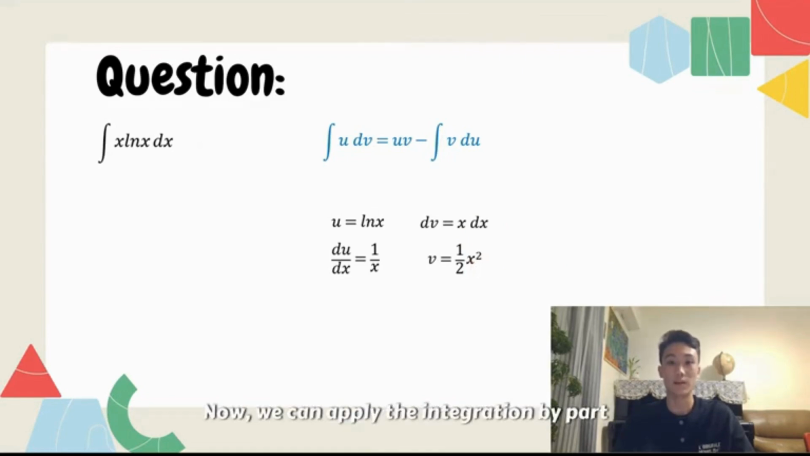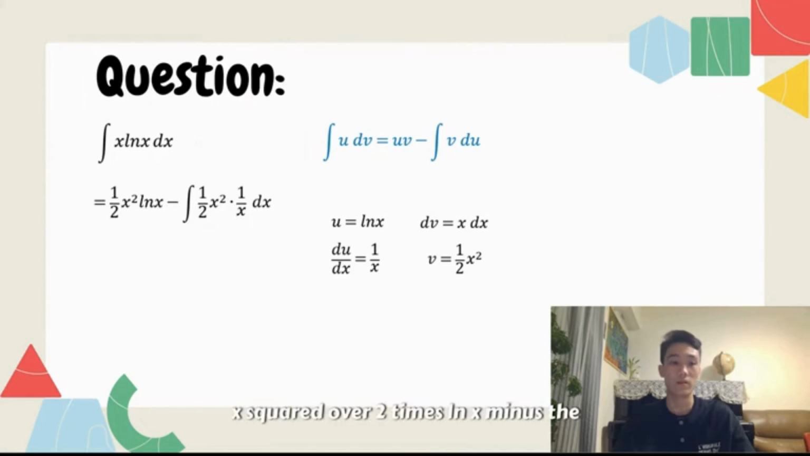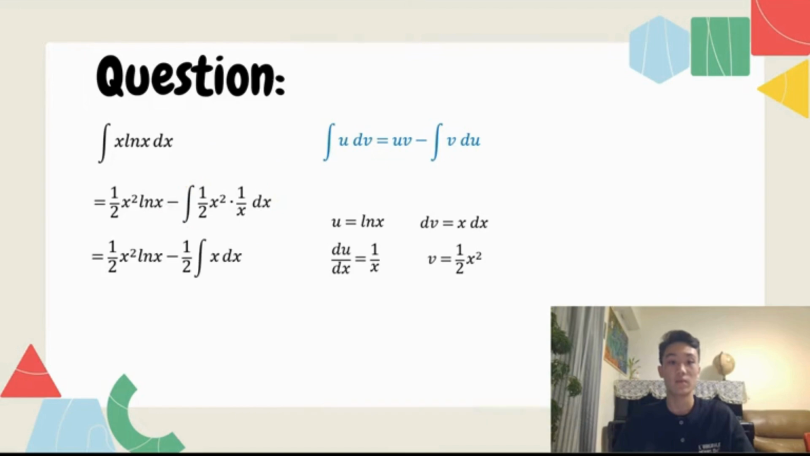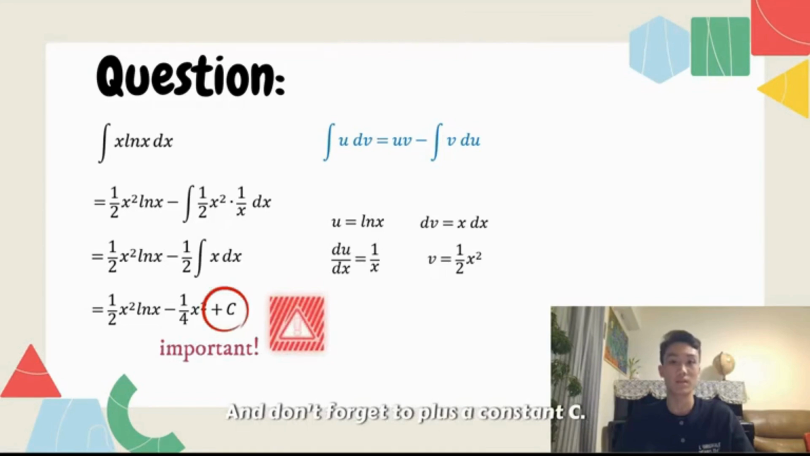Now we can apply the integration by parts formula to rewrite our question as x squared over 2 times ln x minus the integral of x squared over 2 times 1 over x. Then we simplify the integrand into 1 over 2 times the integral of x. Now let's calculate the integral of x and combine everything back together. Then we get the final answer: 1 over 2 x squared times ln x minus 1 over 4 x squared. And don't forget to add a constant C.